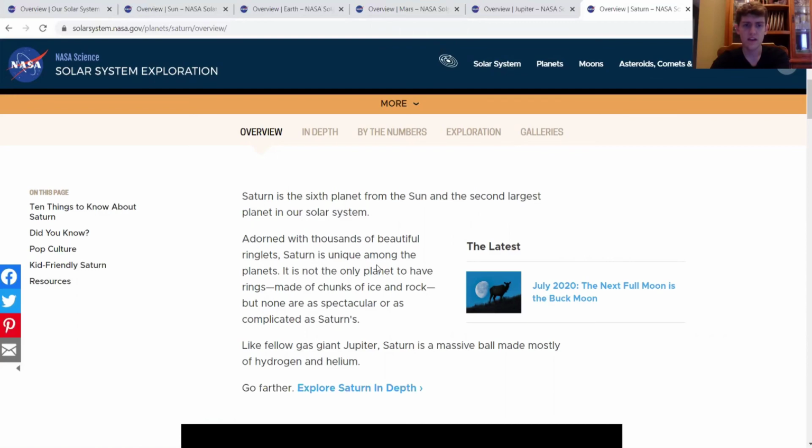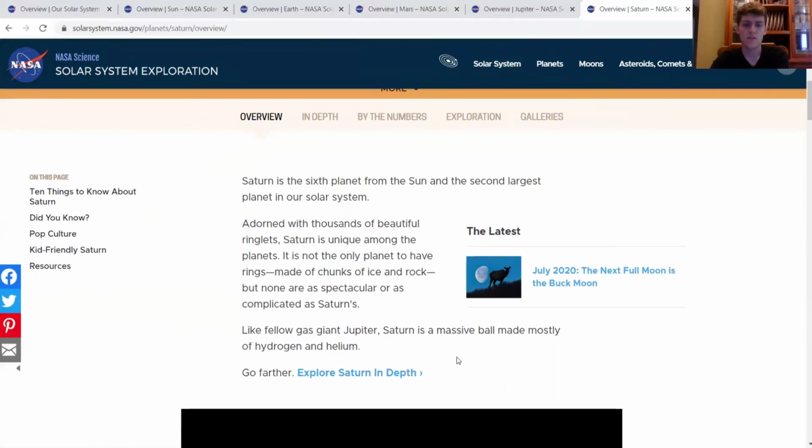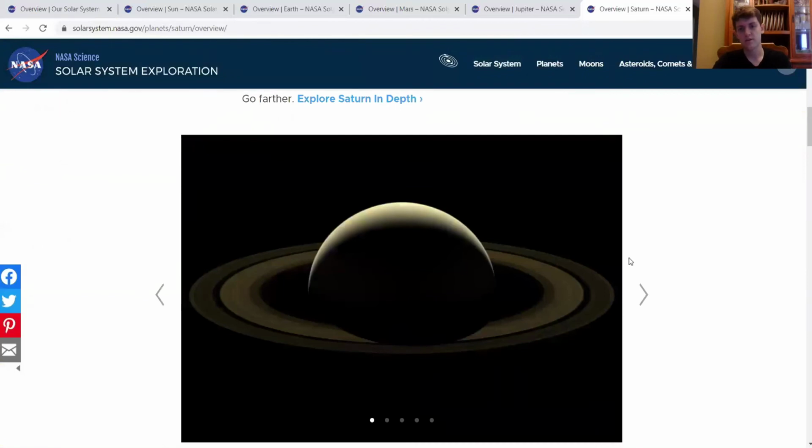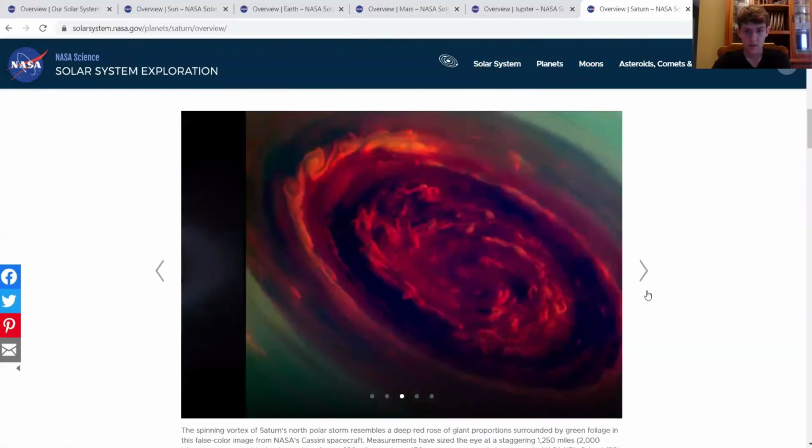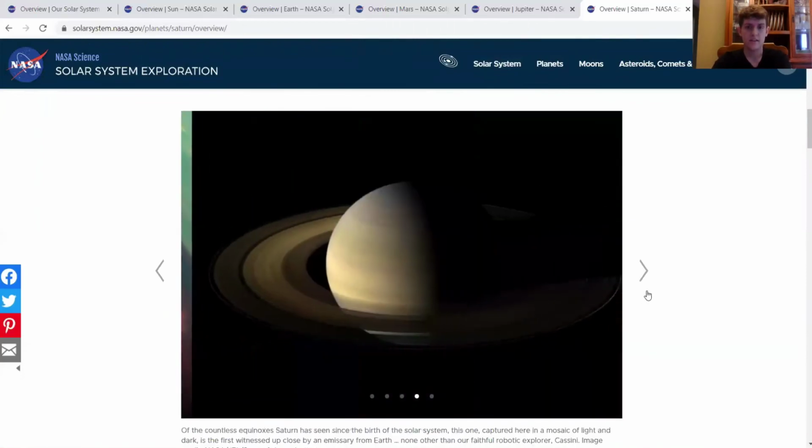It is not the only planet to have rings made of chunks of ice and rock, but none are as spectacular or as complicated as Saturn's. Like its fellow gas giant Jupiter, Saturn is a massive ball mostly made of hydrogen and helium. So here's some pictures of space. That's really beautiful. Really fascinating.